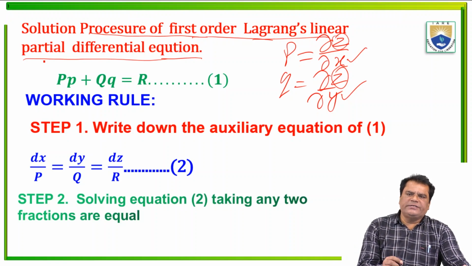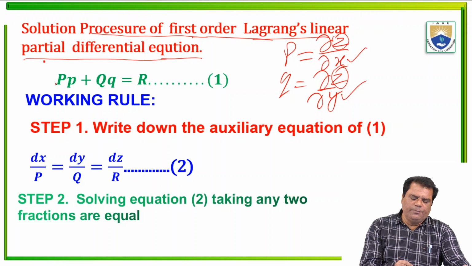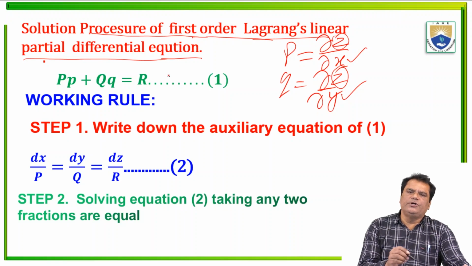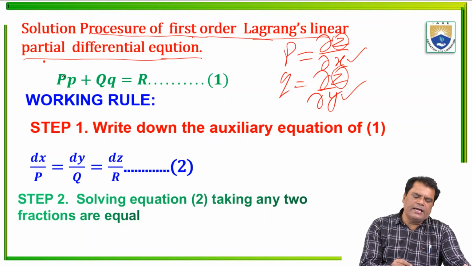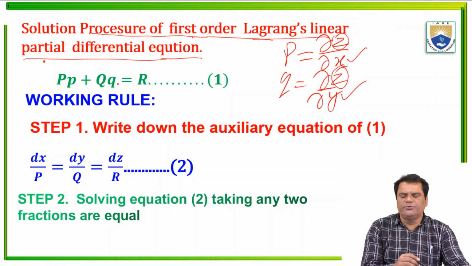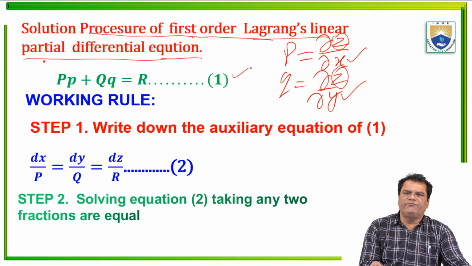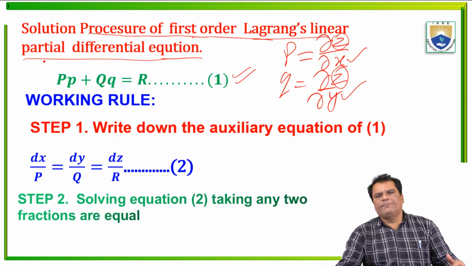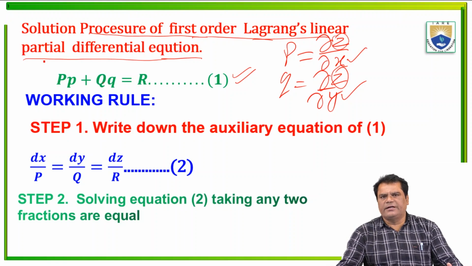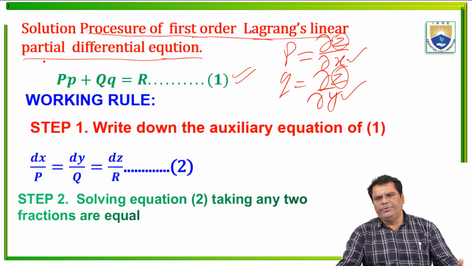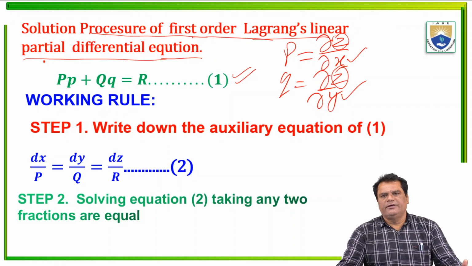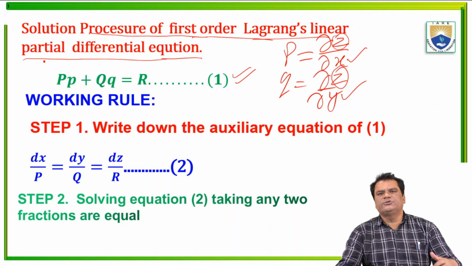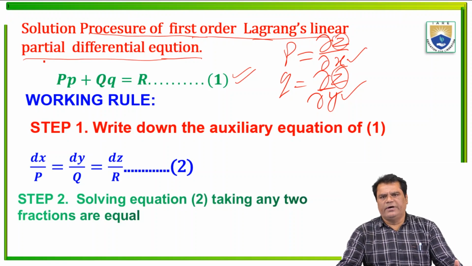Solution procedure of first order Lagrange linear partial differential equation. The Lagrange linear partial differential equation is Pp plus Qq equal to R, meaning capital P into small p plus capital Q into small q equal to R. This is equation 1. How can we solve this Lagrange linear partial differential equation of first order? Which method do we apply to find the solution of equation 1?